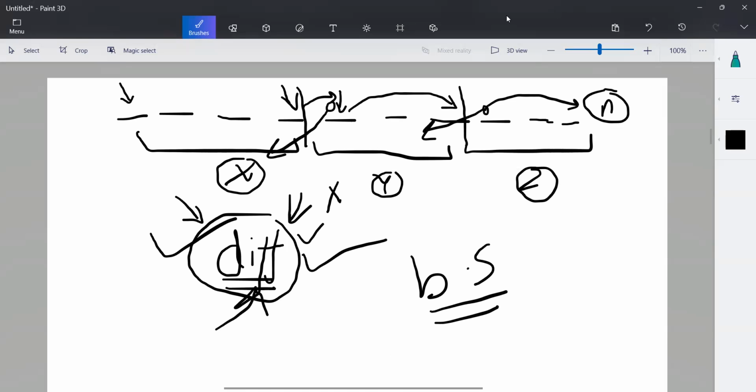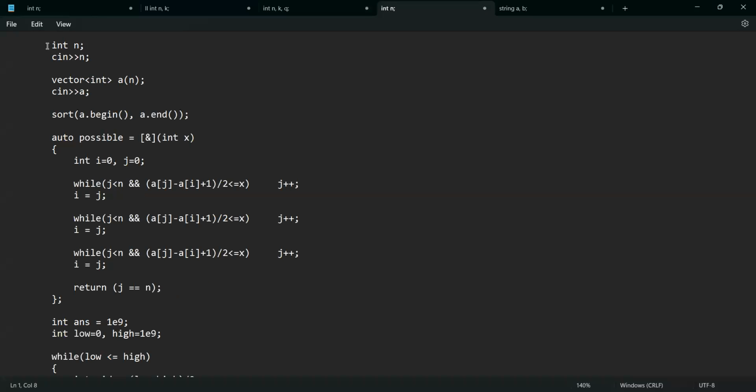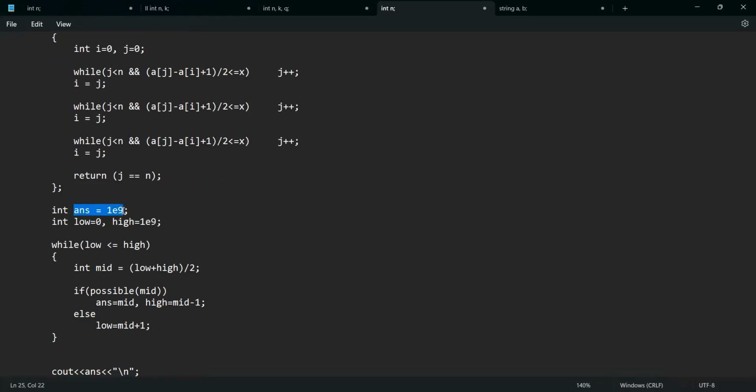It will be much more clear when we look at this implementation. So what I have done, I've taken my n as input, then I've taken my vector a as input. After sorting this, initially my answer is 1e9, the maximum value, and low and high are initialized to 0 and 1e9. While low is less than high, I'm taking the mid and checking whether it's possible to have mid as an answer or not. If it's possible, I'll initialize my answer as mid and high as mid minus 1. And finally, I'll output answer.